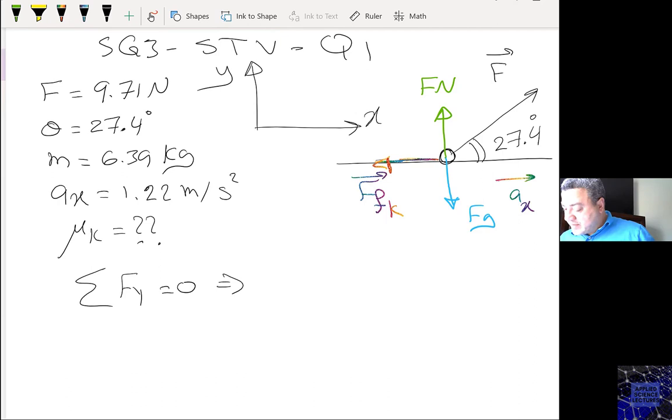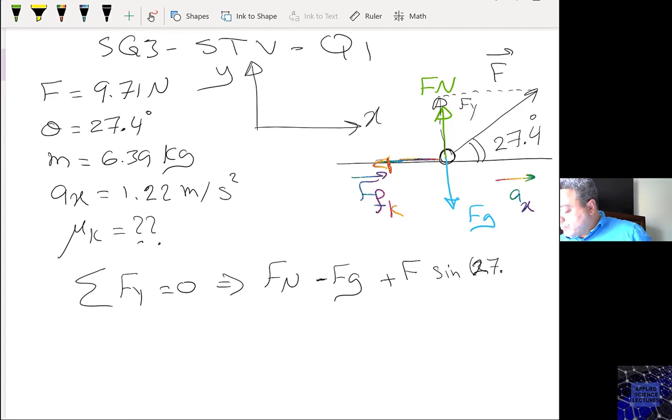In this case, my forces along the y-axis would be: I have Fn as positive, I have Fg as negative, and I also have the projection of the force on the y-axis. I will call this one Fy. And this Fy is positive because it's in the positive direction, and it is plus F sine 27.4 degrees, and this equals zero. So this is the first equation coming from sigma Fy equals zero.